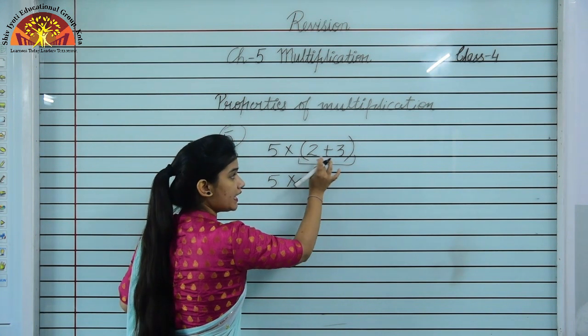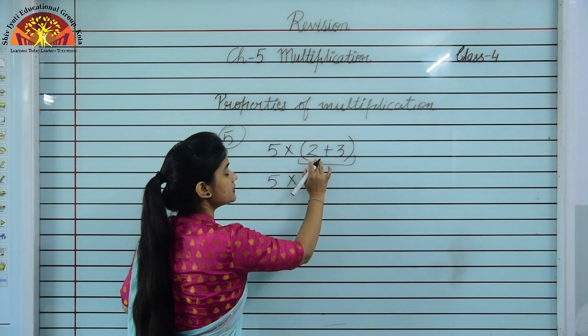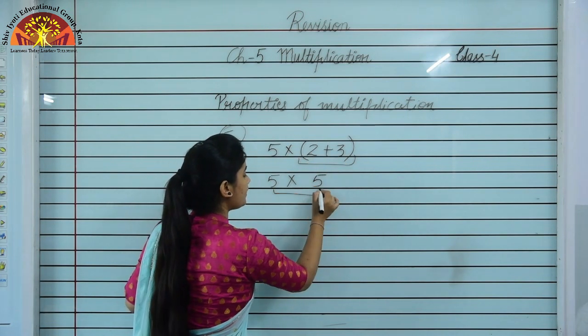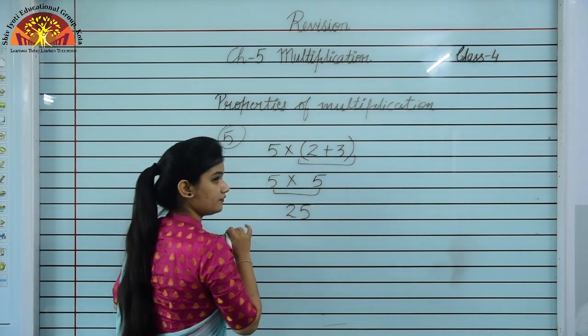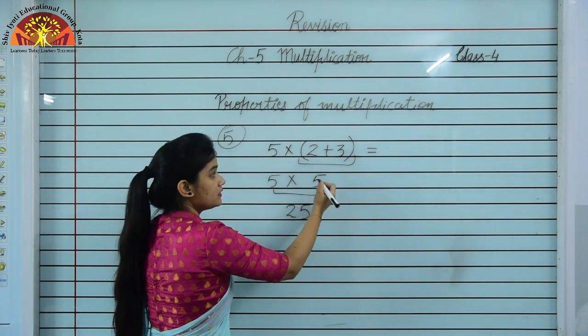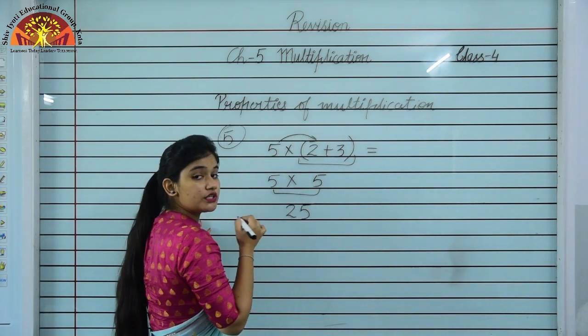If we first add these two numbers, two numbers को add कर रहे हैं. The result will be 2 plus 3, that is 5, and 5 5s are 25. Is it clear, students?